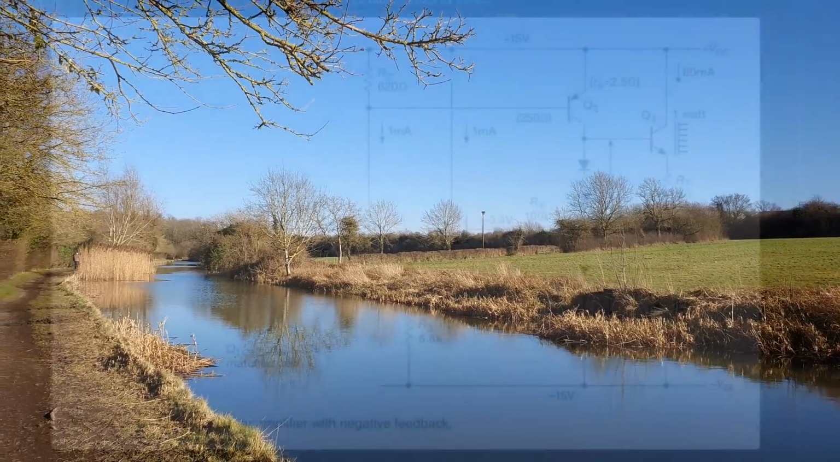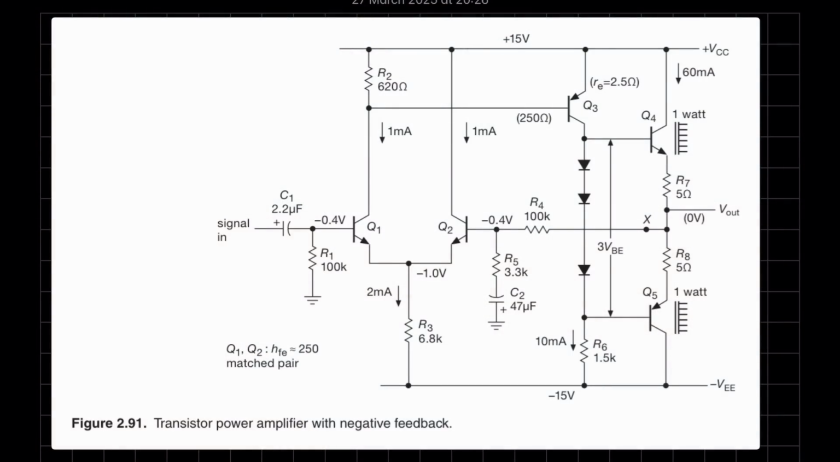So first of all, I will go through figure 2.91, which is a transistor power amplifier circuit with negative feedback, and then we will go through figure 2.92 and exercise 2.22, where we need to calculate certain parameters for the circuits, such as the gain, input impedance, and output impedance for the closed loop and the open loop circuit.